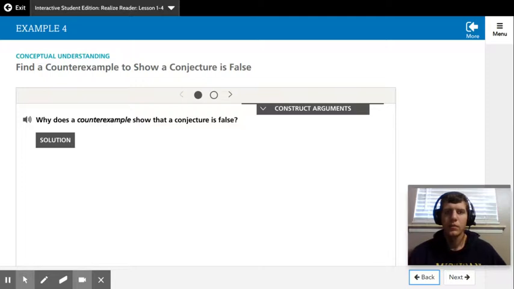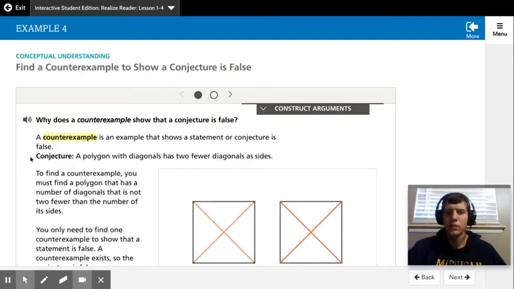Example 4 wants us to explain why a counterexample is going to show that a conjecture is false. So again, a conjecture is a rule that we use in inductive reasoning. In inductive reasoning, we find a pattern, we utilize the pattern to come up with a conjecture, a rule, and we use that to make predictions. So in order to show that a conjecture is false, we need a counterexample. They give us a conjecture here.